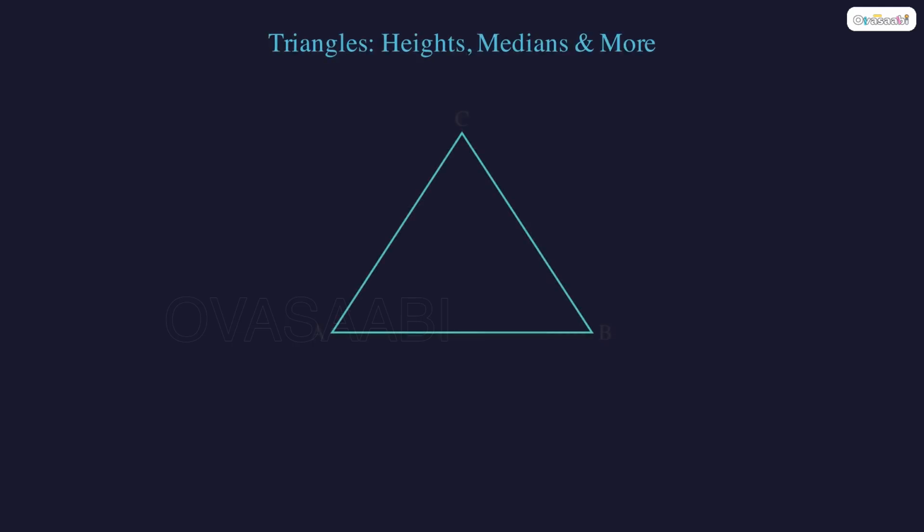Have you ever wondered how builders make sure a house stands straight? They use triangle properties. Today, we will construct special lines inside triangles.